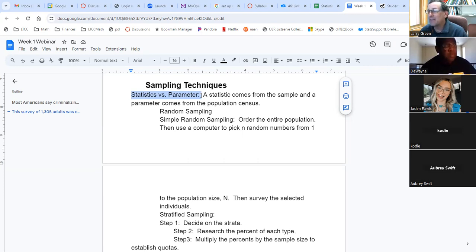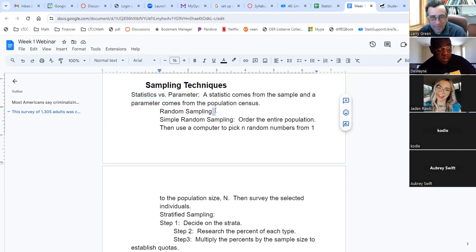If you want to find out the percentage of people who will be voting for Biden in November of 2024, you're not going to be able to get a parameter, because you don't know, you can't get everyone. Do you see that? So those would be two cases, one you can, one you can't. Any questions on that?